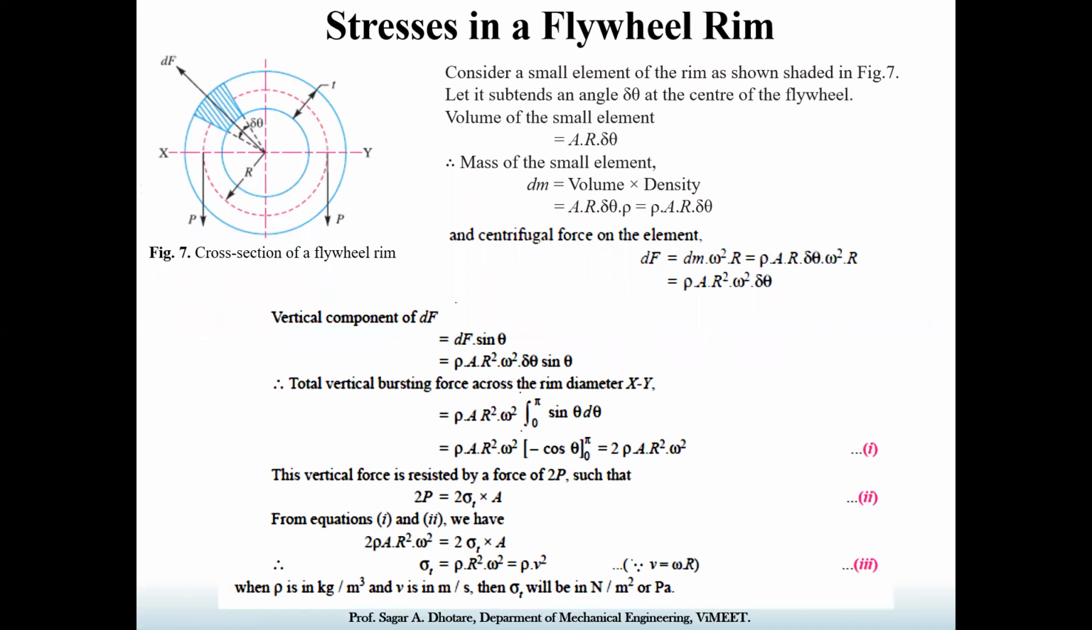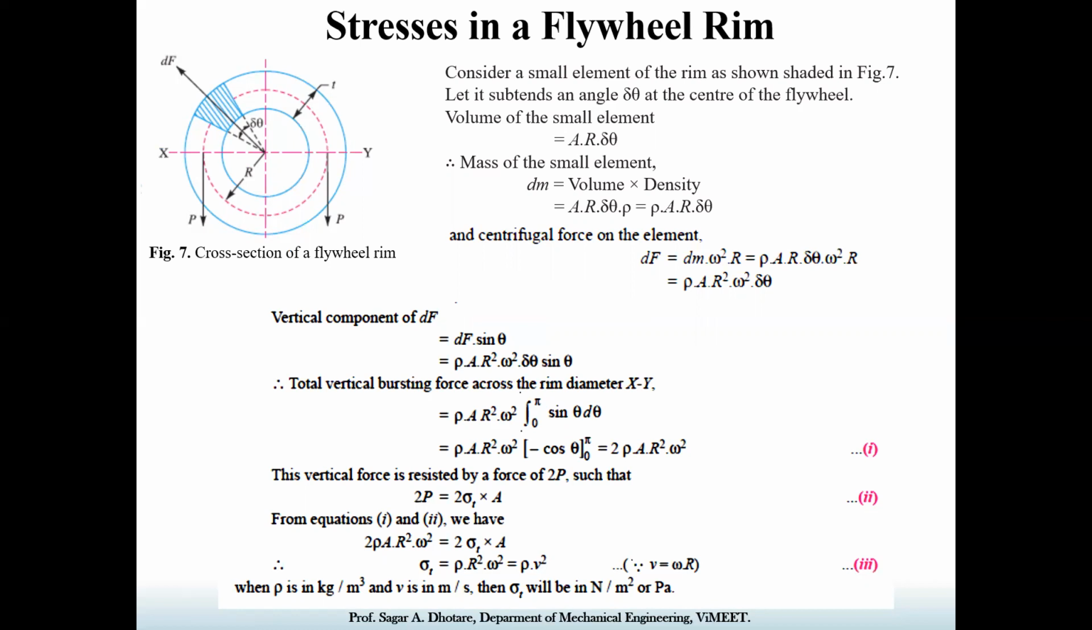Now, first we need to consider a volume. Considering figure number 7, the cross-sectional area is to be considered, and we are considering that some angular deflection occurs, that is delta theta, which is a very small element with respect to the volume. The volume of that small element we can calculate by A into R into delta theta. The mass of that small element dm is equal to volume into the density, so A R delta theta into rho.